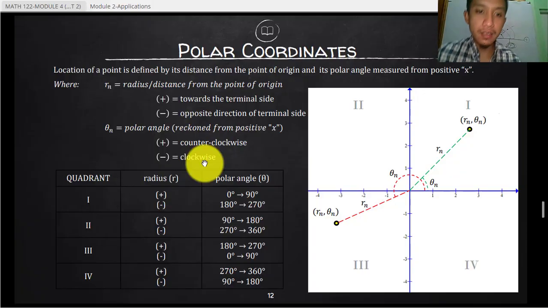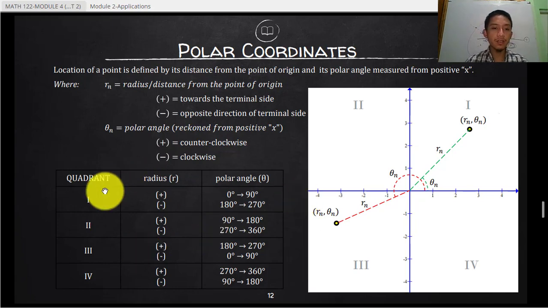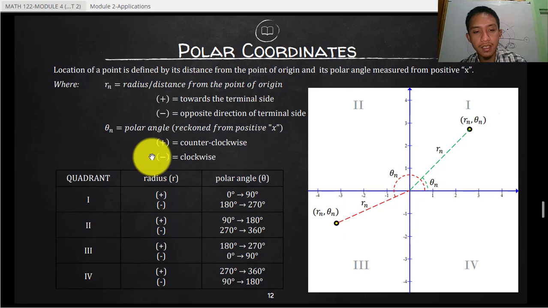Okay, so again, you need to know your sign conventions. In your rectangular coordinate, we have sign convention: up and right is positive, down and left is negative. However, in polar, that is the meaning of your positive and negative radius and positive and negative angles. Okay, so again, I gave you here just a summary of whatever this positive negative is.